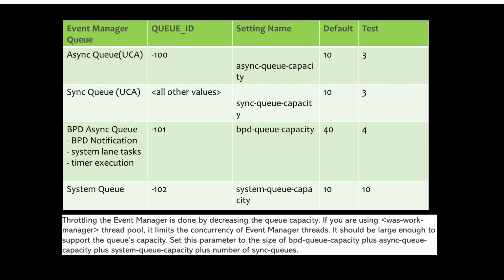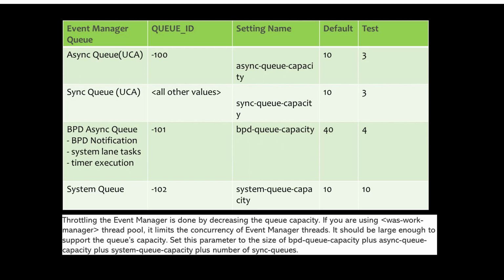This is for UCS. By default all the UCS runs on async queues, and it has a queue ID -100. By default its capacity is 10, which means at a time it processes 10 event manager records. Also you can create synchronous queues for UCS. The queue ID will be generated by the system.